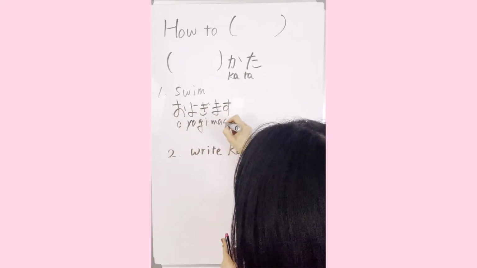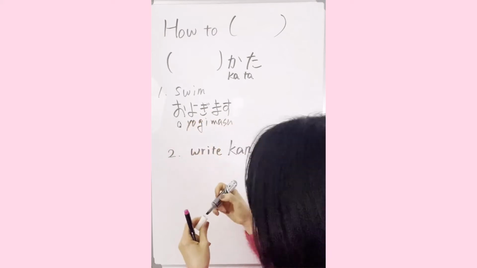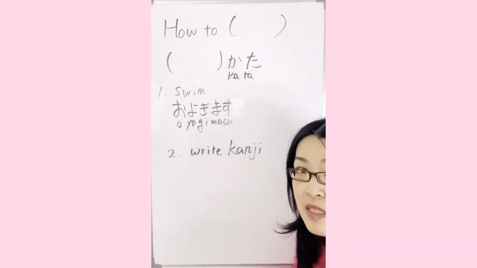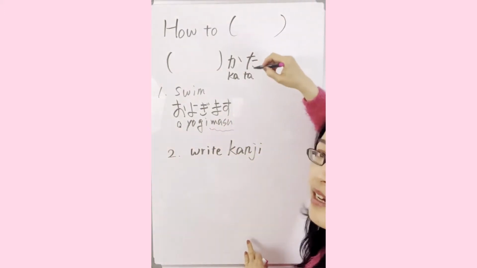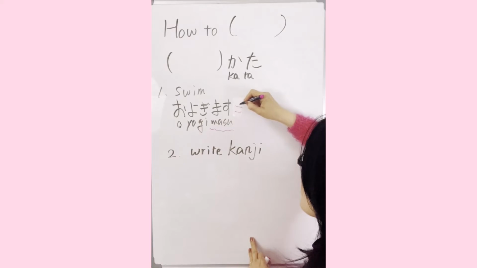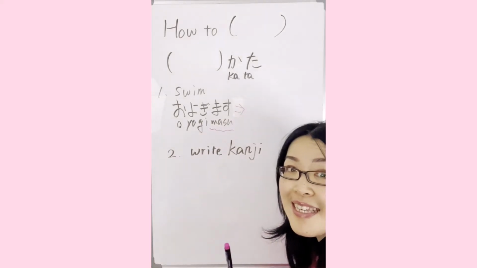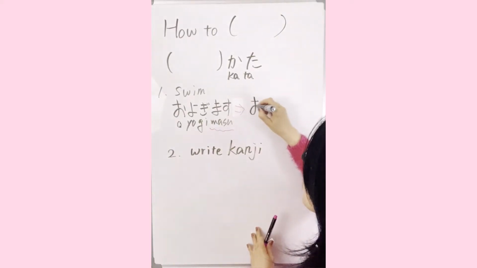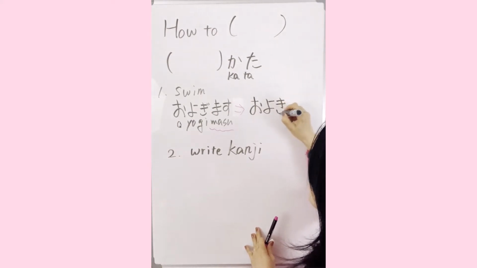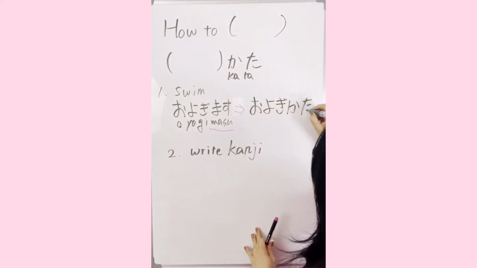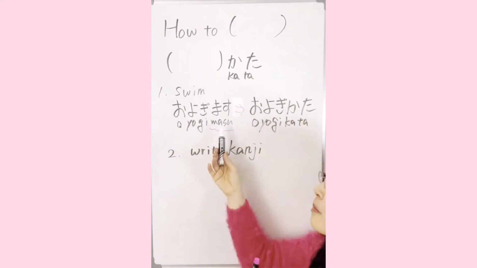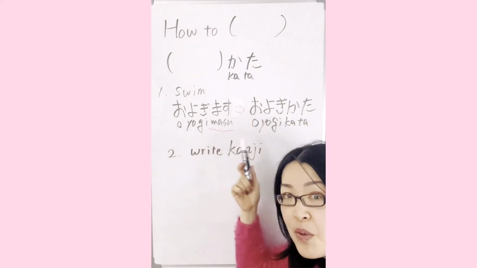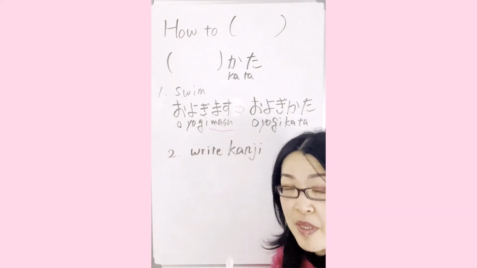So what you need to do is delete the masu part, and then add kata. So it becomes 泳ぎ方。So delete the masu part and then add kata. 泳ぎます changes to 泳ぎ方, which means how to swim.